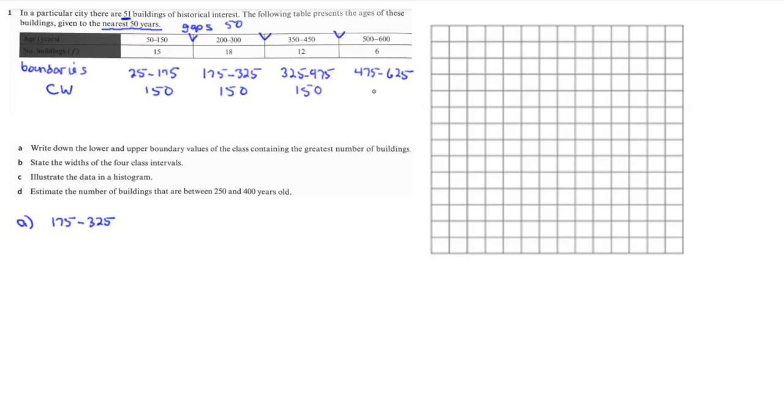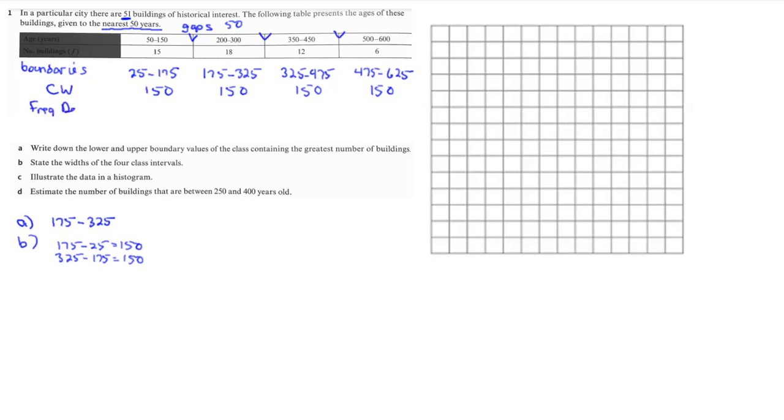I can do this a couple different ways. I can take the numbers in the table, 150 minus 50, and then add the 25 on each side, so that's going to give me 150. Or I can take the real boundaries and subtract them. So 175 minus 25 is 150, and 325 minus 175 is 150. And you should do it for all of them, but in this case they turn out to all be 150.